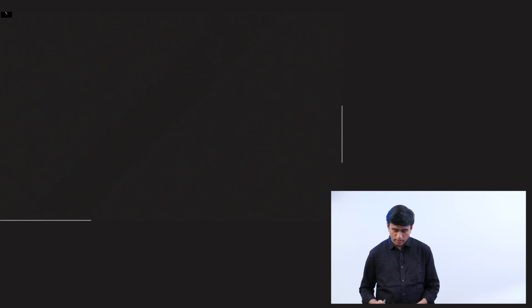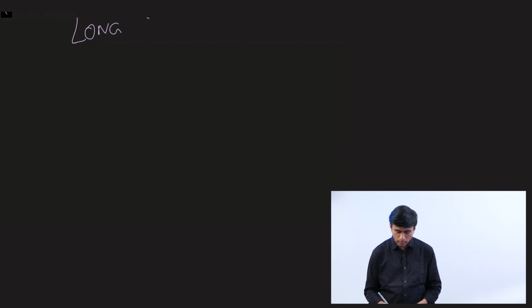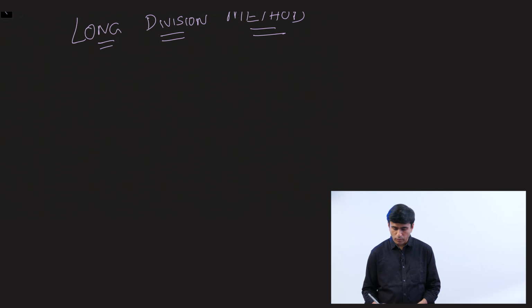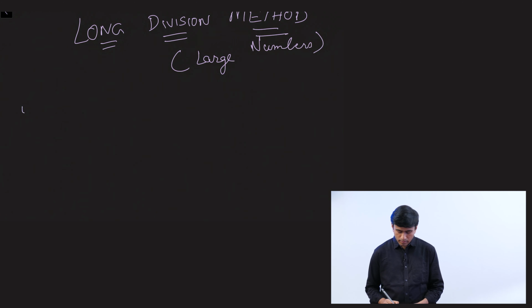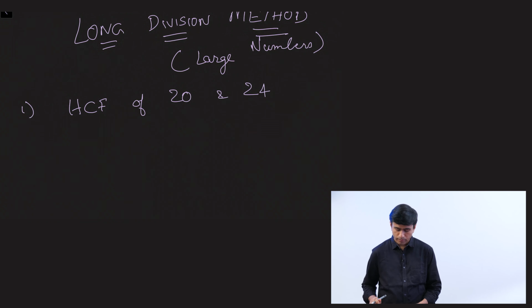Now let's go to the third method, the long division method. The prime factor method is used commonly for small numbers. The long division method is commonly used for large numbers. Let's take an example. How do you find the HCF of 20 and 24?